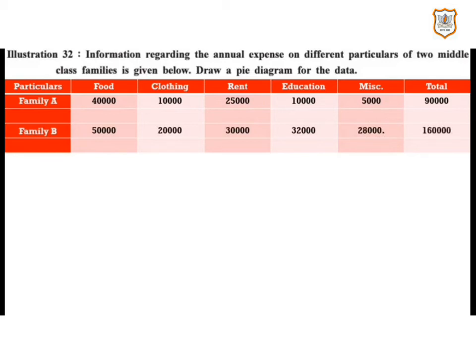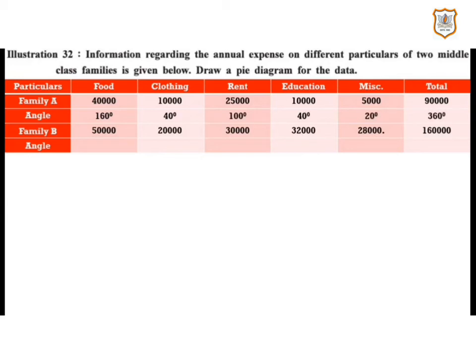Now we are going to find the angle of family A and family B with the help of the formula: sub-data divided by total data into 360. 40,000 divided by 90,000 into 360 is 160 degree. In the same way for clothing, rent, education, and other expenses. So 40 degree, 100 degree, then 40 degree, 20 degree. If you total it, it's 360 degree.